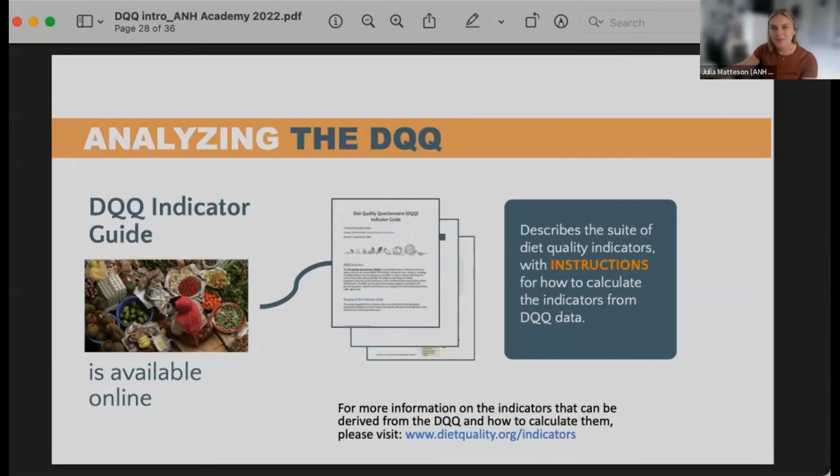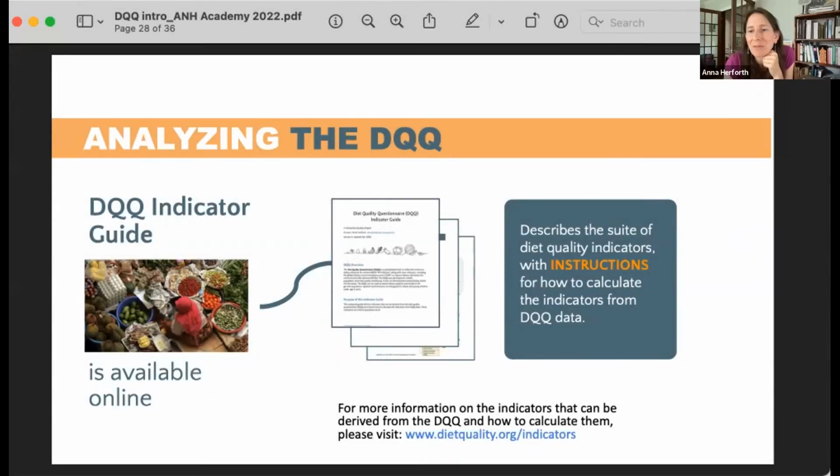Great. So we're just going to quickly look at the results of everyone's administered DQQ, and I hope you were able to get through in this one practice session of how you read the DQQ in real life.